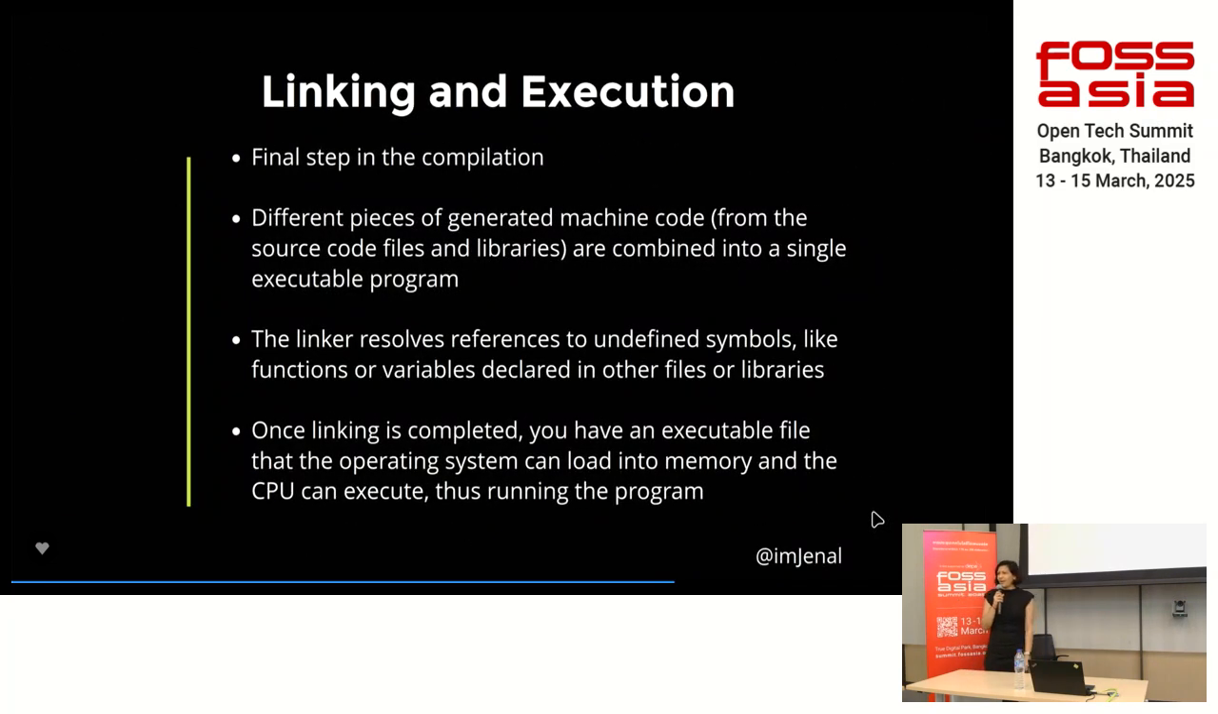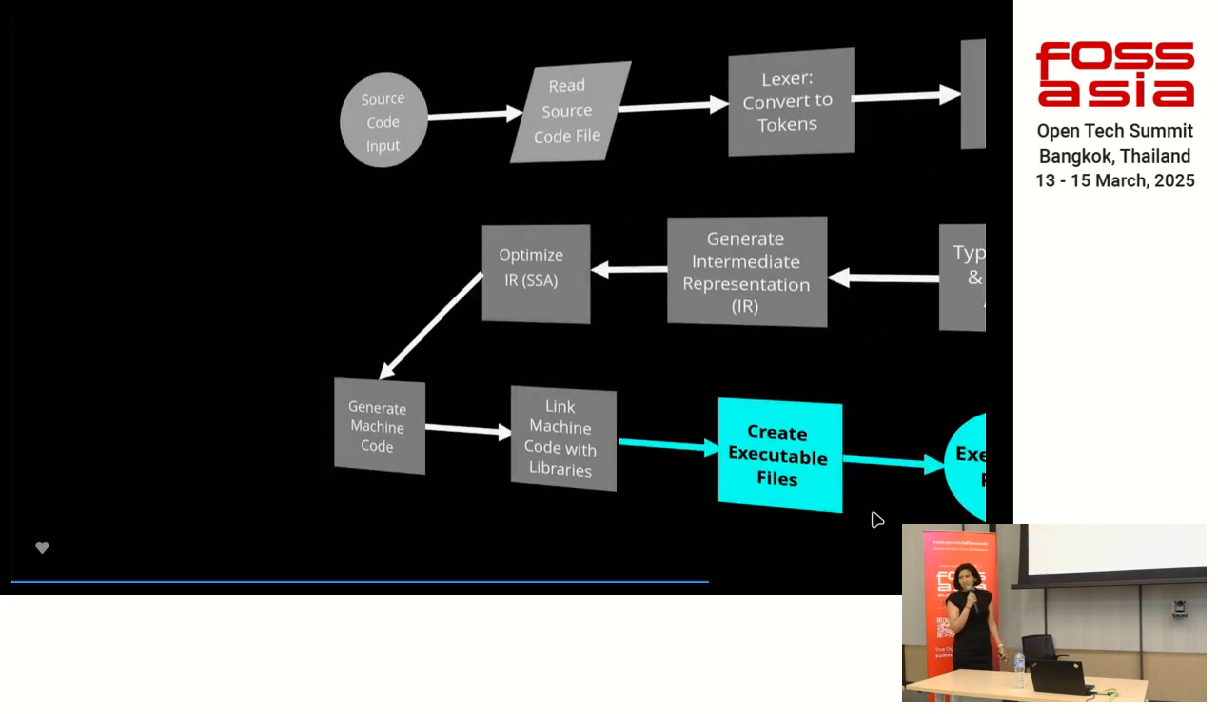And next is linking machine code with the libraries. This is the final step in the code compilation phase. Here linking resolves the references to different variables which are present in different files or libraries. Ultimately, linking helps in achieving that everything is there in your single binary, and hence an executable is created, which your CPU can execute, and hence it will run the program.